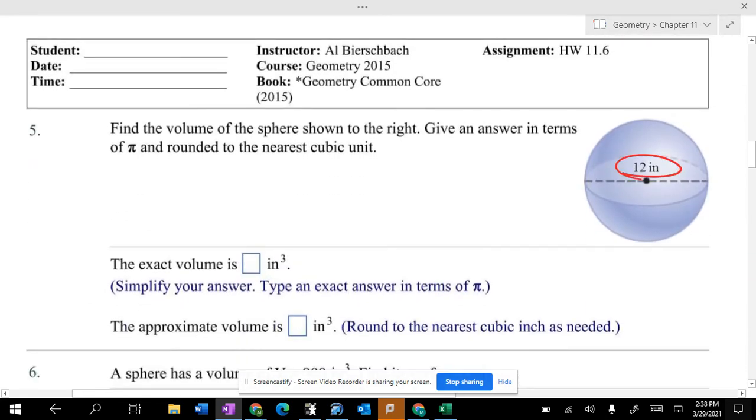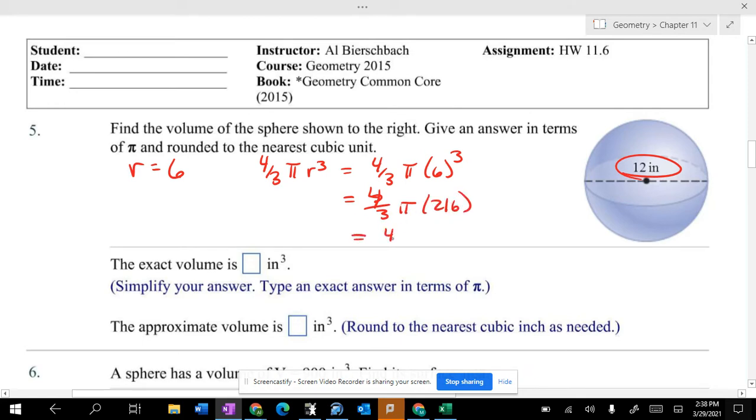If the diameter is 12, then the radius must be 6. So you take 4/3 pi r cubed. So it's 4/3 pi 6 cubed. Well, 6 cubed is 216. 216 does go into 3, 72 times. So it's 4 times 72, or 288 pi. Okay, and then multiply by pi and put that answer in there.